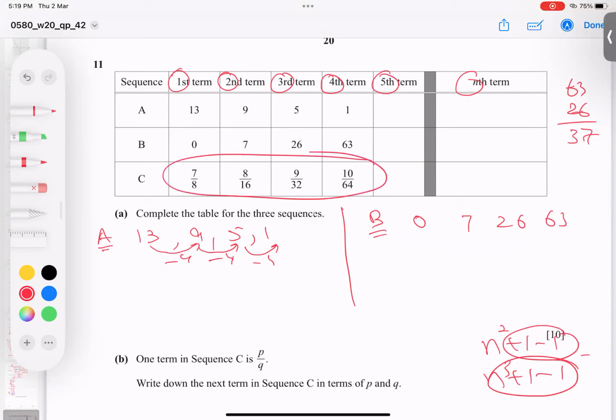And second, third, C sequence. Check it here. Upper: 7 plus 1, I got 8. 8 plus 1, I got 9. 9 plus 1, I got 10. And you can try, this upper part separately, it's called arithmetic progression. And let's talk about down. 8 into 2, I got 16. 16 into 2, I got 32. 32 into 2 is called GP. So find both AP and GP, and then combine the answer.